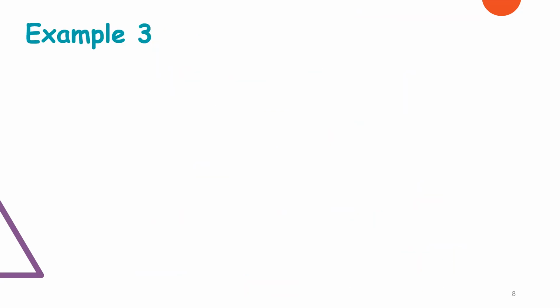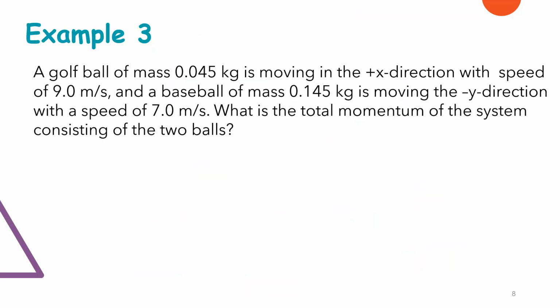Okay, another example. Example number 3. A golf ball of mass 0.045 kilograms is moving in the positive x direction with a speed of 9.0 meters per second. And a baseball of mass 0.145 kilograms is moving in the negative y direction with a speed of 7.0 meters per second. The question is, what is the total momentum of the system consisting of the two balls?